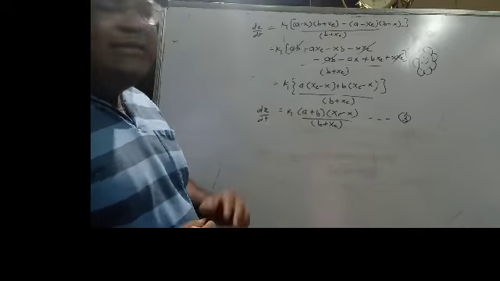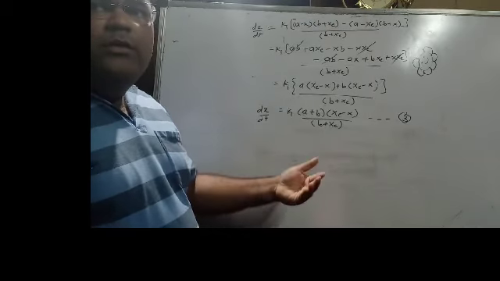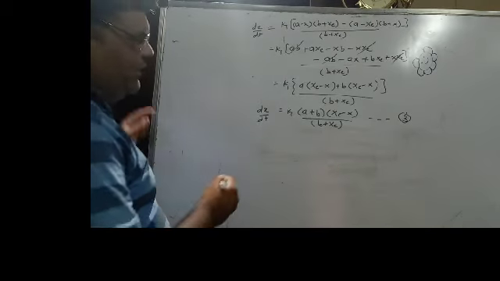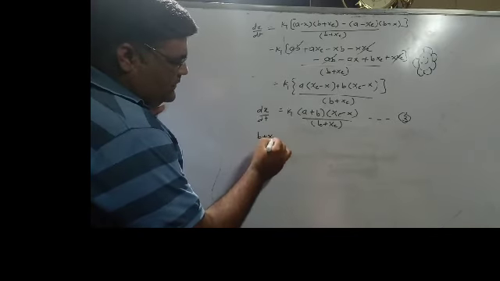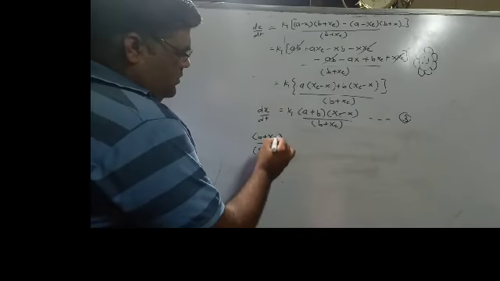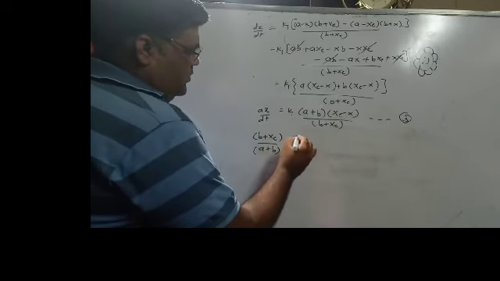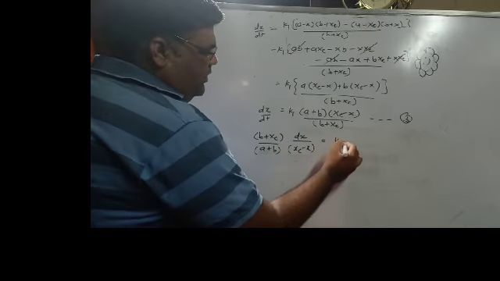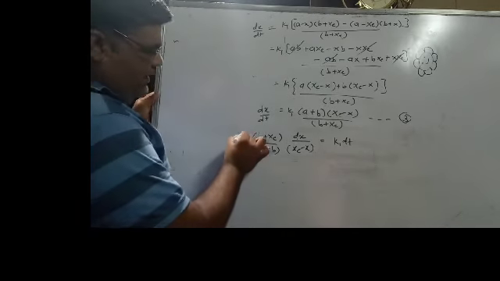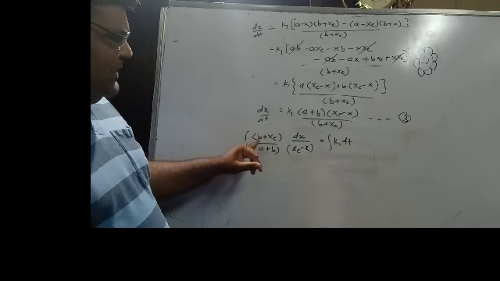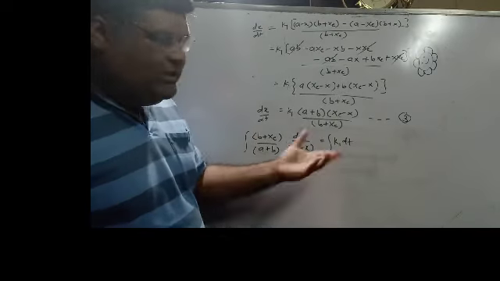So now we have to integrate this equation. So what we will do, we will take x terms on one side, all other terms on the other side, so it will be (b plus xe) upon (a plus b) into dx upon (xe minus x) equal to K1 into dt. Now we are integrating this equation on both sides, and for that we know that (b plus xe) upon (a plus b) is a common factor. Here K1 is a common factor.